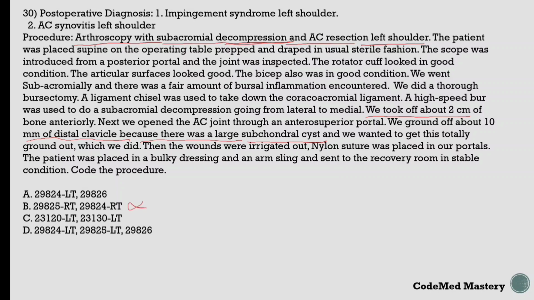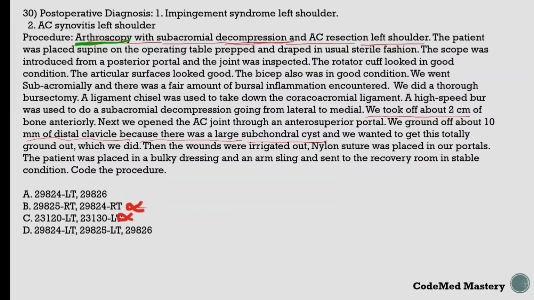Coming to option C, 23120. 23120 is for claviculectomy partial. This code is only for claviculectomy. It is not for an arthroscopic procedure. You can see below the claviculectomy partial 23120 code they have mentioned: for arthroscopic procedure use 29824. In our case it is an arthroscopic procedure. So by this we can eliminate the option C.